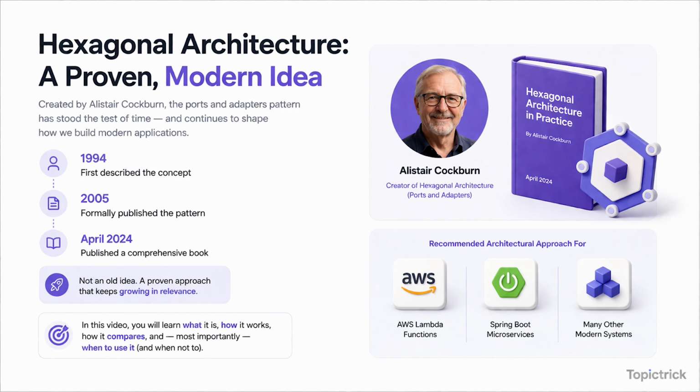Hexagonal architecture, also called the ports and adapters pattern, was created by Alistair Cockburn. He first wrote about it in 1994 and formally published it in 2005. In April 2024, he published a full book on the subject. That means this is not an old idea that has been forgotten. It is an idea that has been growing in relevance for 2 decades, and today it is the recommended architectural approach for applications built on Amazon Web Services, Lambda functions, Spring Boot microservices, and many other modern systems.